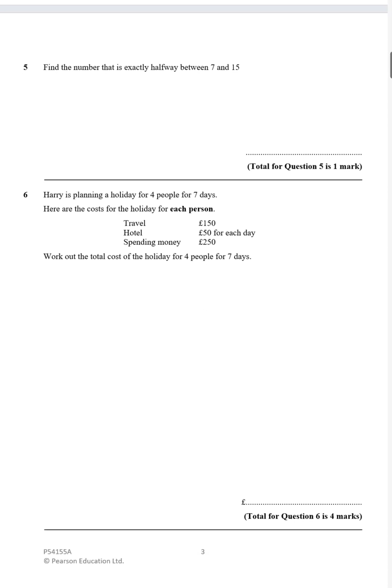Find the number that's exactly halfway between 7 and 15. This is the same as a midpoint question, so I'm just adding together and then dividing by 2. Well, 7 plus 15 is 22, divided by 2 is going to be 11.